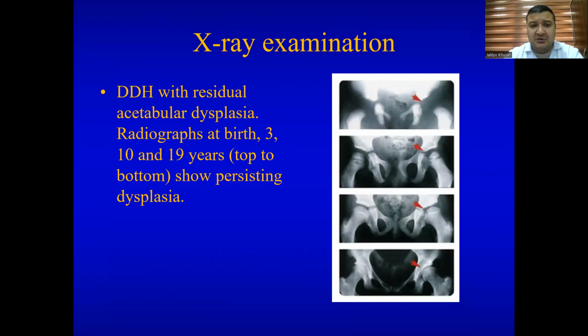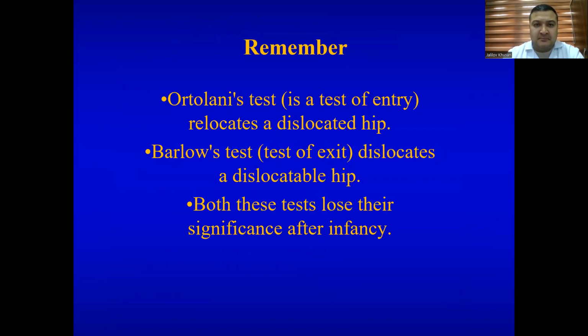X-ray examination. DDH with residual acetabular dysplasia. Radiographs at birth, 3, 10, and 19 years, top to bottom, show persisting dysplasia. Remember, Ortolani's test is a test of entry, relocating a dislocated hip. Barlow's test is a test of exit, dislocating a dislocatable hip. Both these tests lose their significance after infancy.